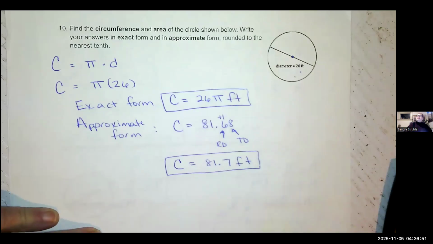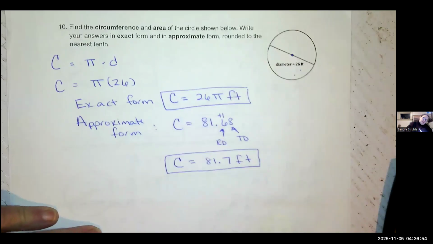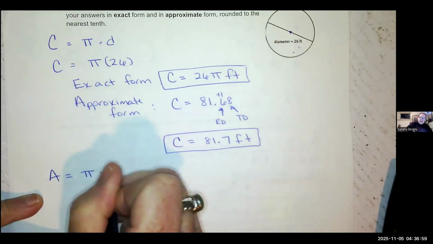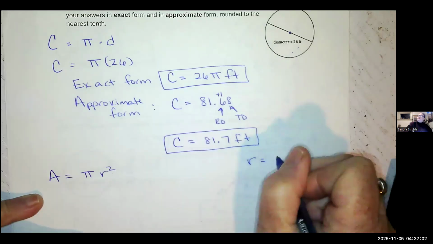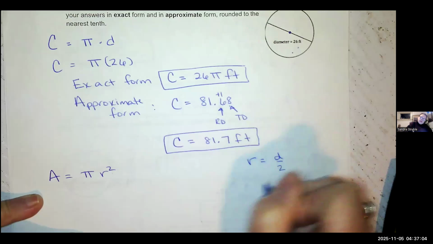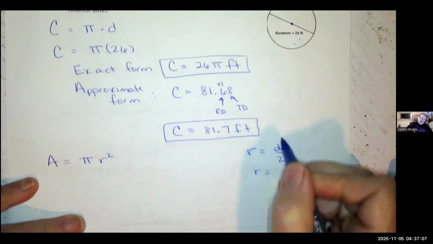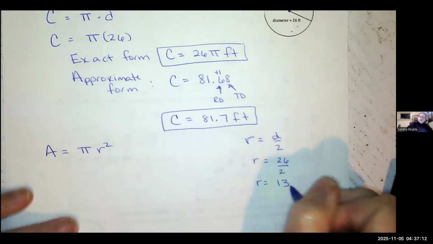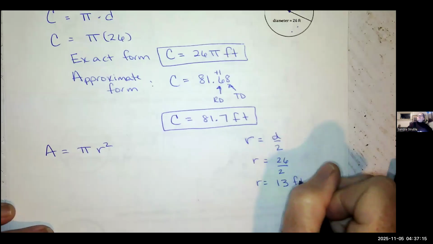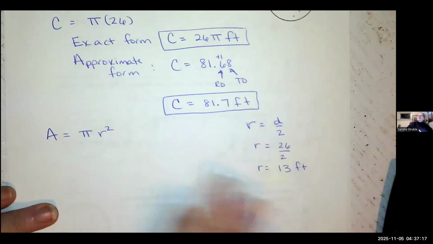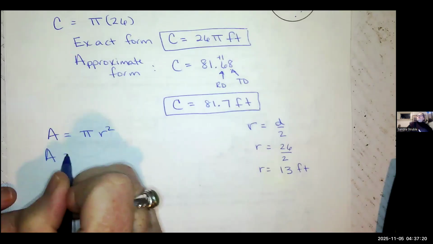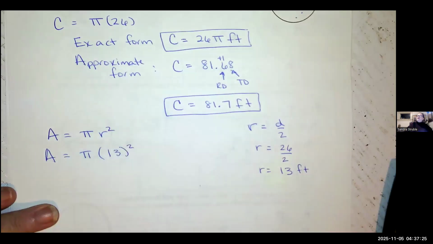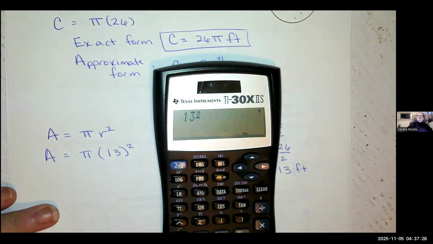Let's go to area next. For area, we have to know the radius. So I'm going to come over here and find my radius. Radius is diameter divided by 2. My diameter is 26, divided by 2 is 13, and this is feet. Okay, so now I can find my area. My area is pi times 13 squared. 13 squared, remember, is also 13 times 13, which is 169.